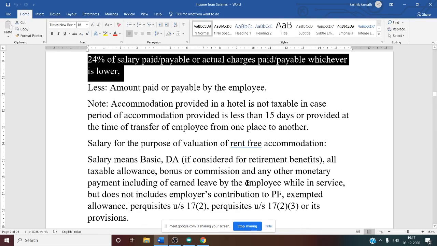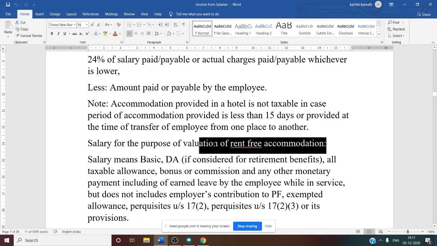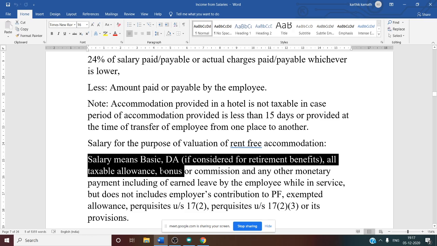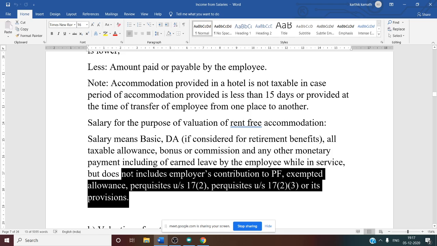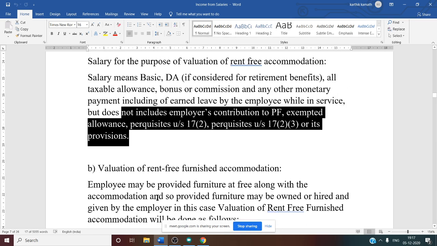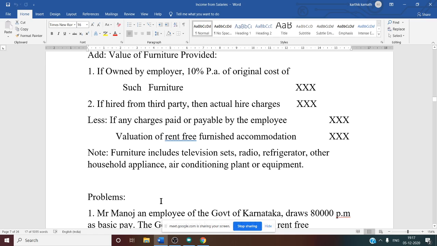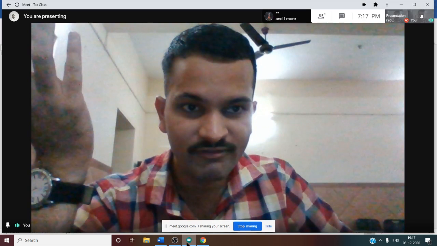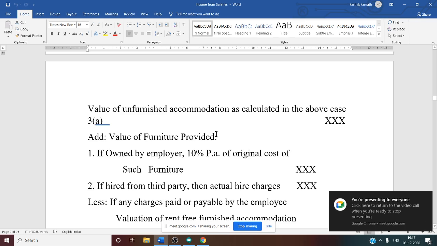After this, what is meant by salary for the purpose of RFA calculation is also very important. Salary means everything. Salary means basic, DA also comes, all the taxable allowances, all the monetary benefits, but it does not include the employer's contribution to PF. Exempted allowances do not come. Tax-free perquisites are not included for the purpose of rent-free accommodation calculation. So this is about the RFA rules.